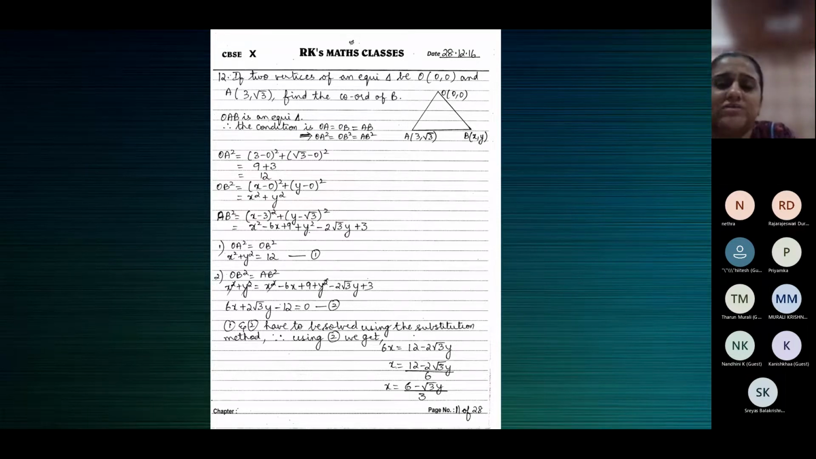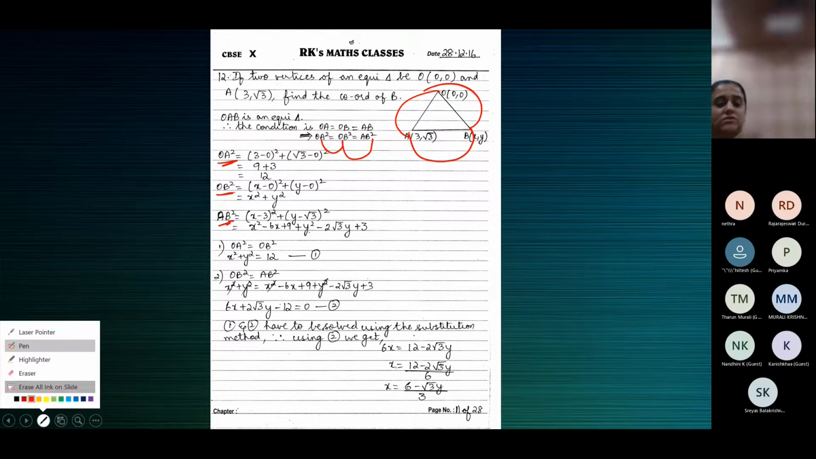So OA is equal to OB is equal to AB. When you square, you get OA square is equal to OB square is equal to AB square. So you can make three cases from this. OA square is equal to OB square, and then OB square is equal to AB square. And before we do that, we find OA square, OB square, and AB square. The triangle is OAB. Please work, children.